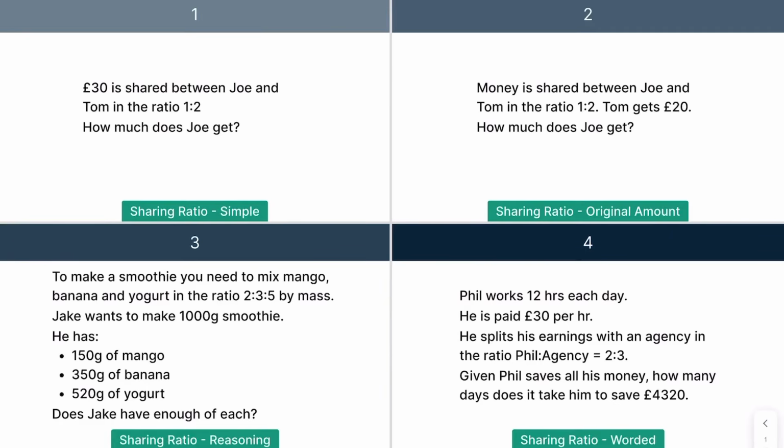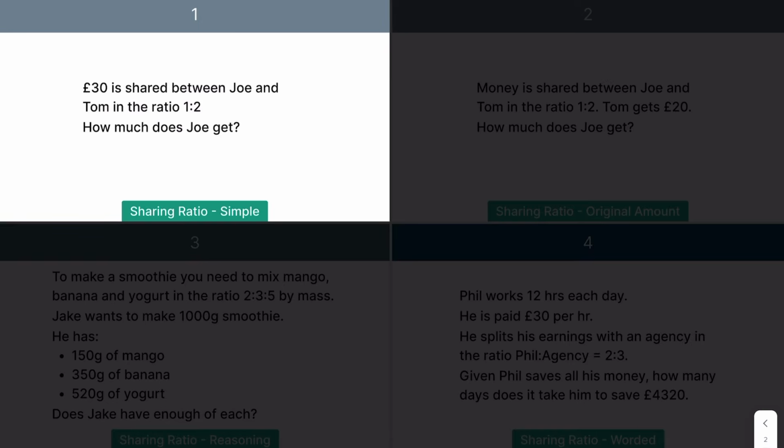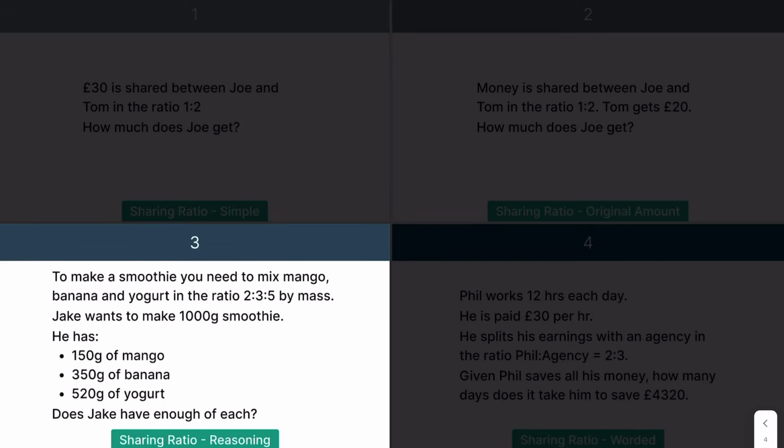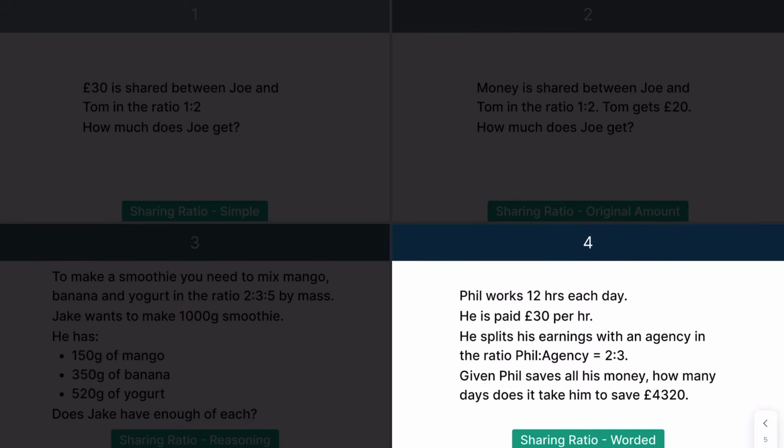Sharing using ratio is what we're going to look at in this video. It's split into 4 parts. So we're going to start off by looking at simple questions like this one. We're then going to move on to looking at questions where we have to work backwards from a given amount. We're then going to look at trickier questions like this one with reasoning. And then finally, we're going to look at really hard questions like this with wording.